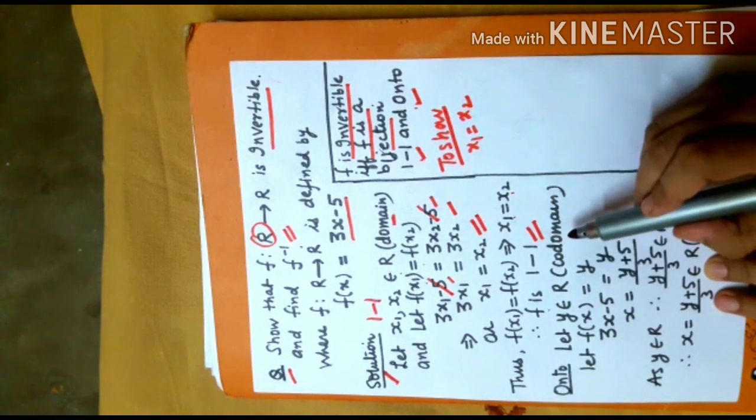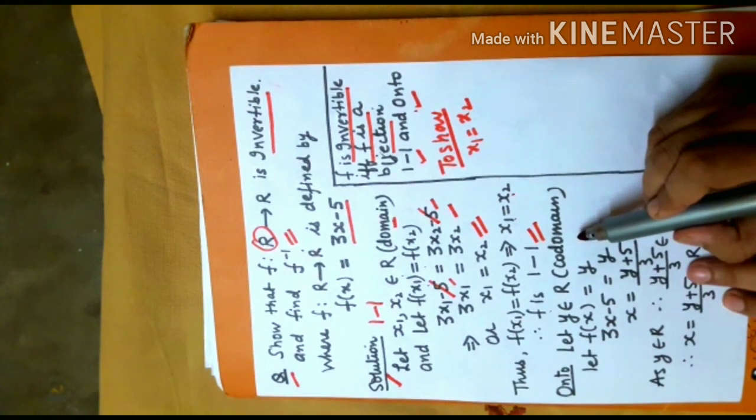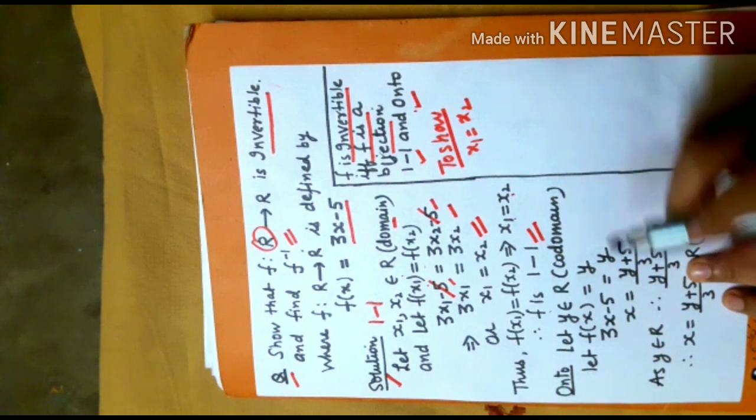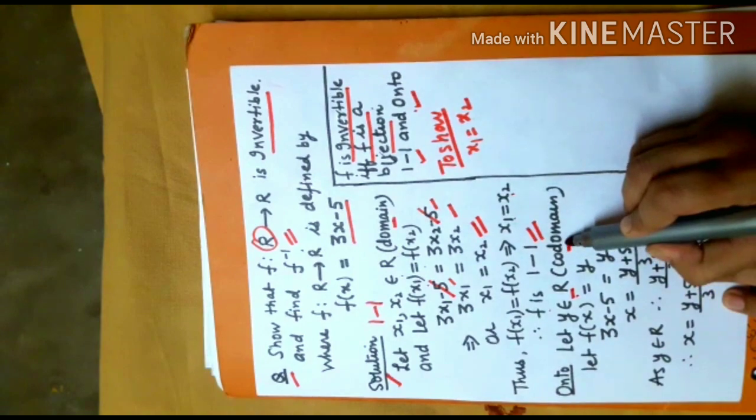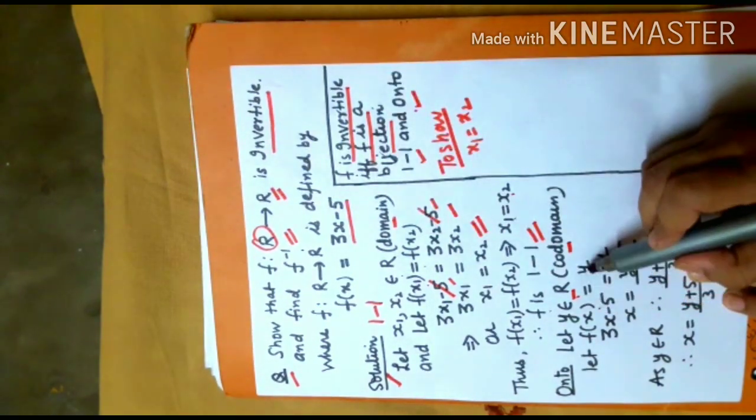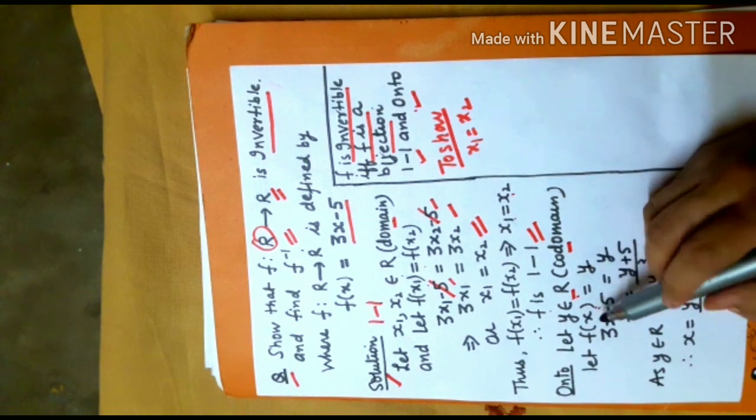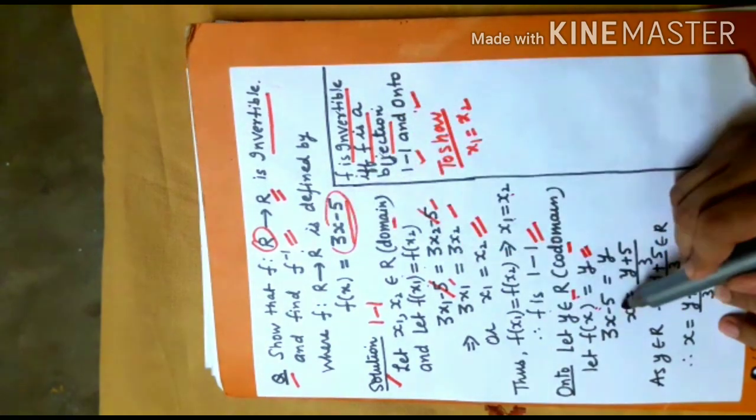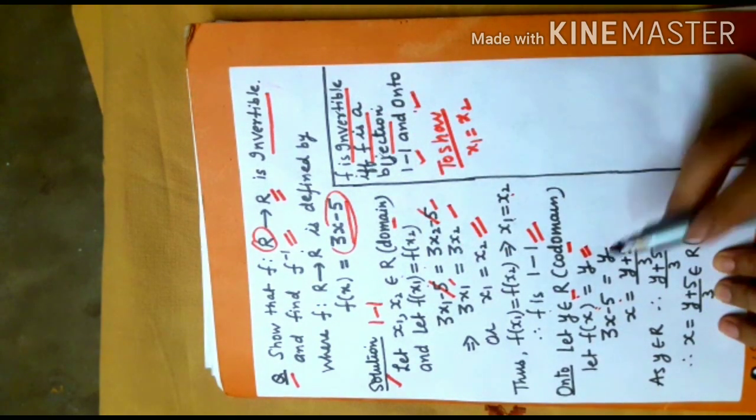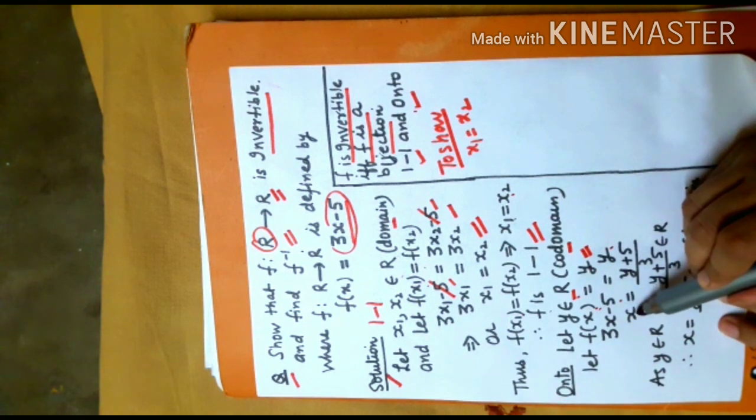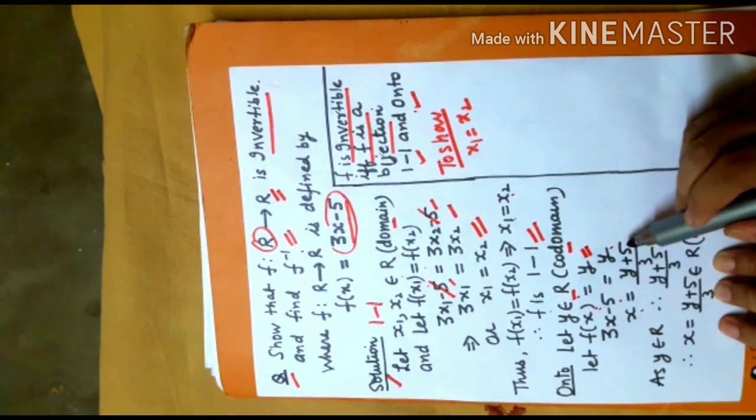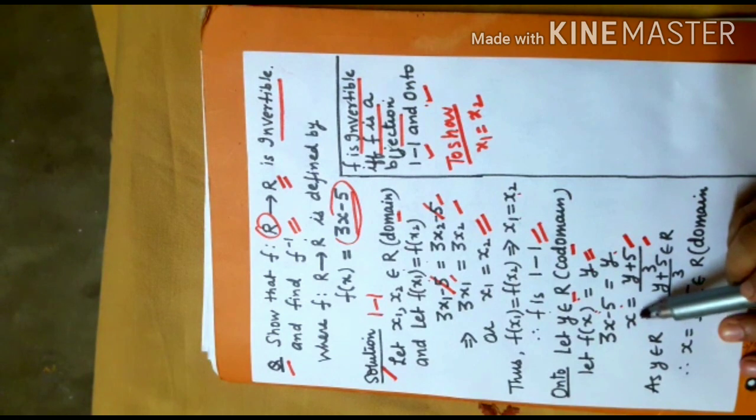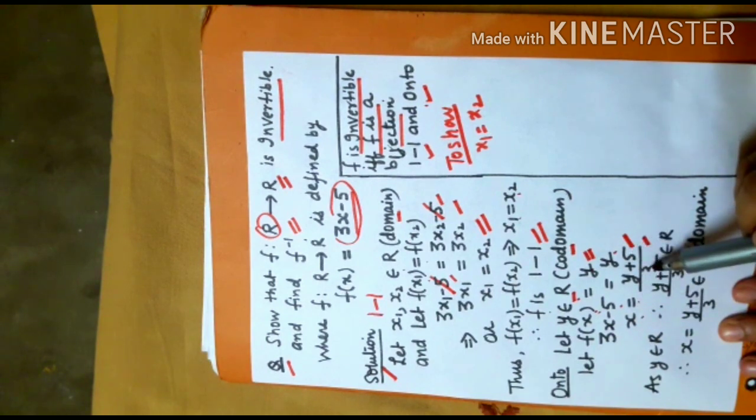Now I will show that the function is onto. For that, I'll show that every element in the codomain has a pre-image in the domain. So let y belong to the codomain, which is R, and let the pre-image of y be x. So f(x) = y. By definition, f(x) is 3x - 5 = y. At this stage, I'll express x in terms of y. So I'll get x = (y + 5)/3.